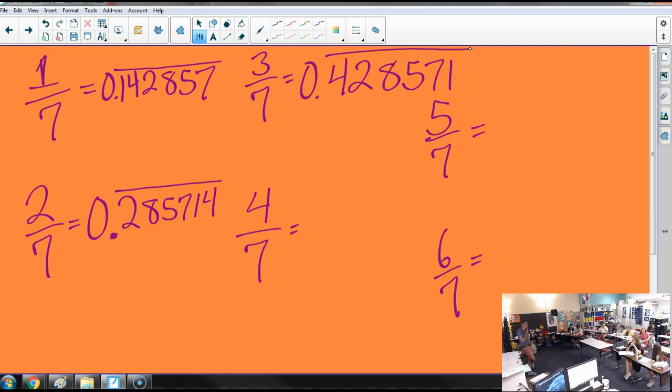I want to say it's like 0. It's not 0.8. That's barely over a half, guys. 4 out of 7 is barely over a half. Does it start with 0.6? It's not. There's no 6 in any of these.